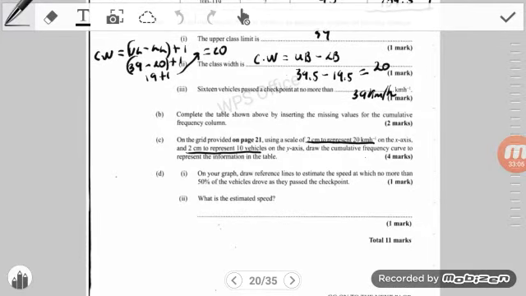Alright, so we're good. We've gotten those 4 marks there. Now it says, on your graph, draw reference lines to estimate. So when you see that word estimate, it means that somebody sitting beside you, behind you, or in front of you might get 1 less or 1 more than the value that you got. So it depends on how close to perfect your graph is drawn.